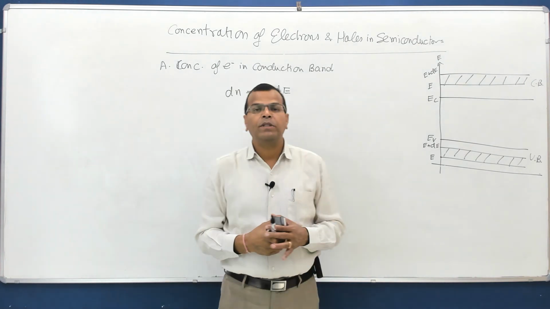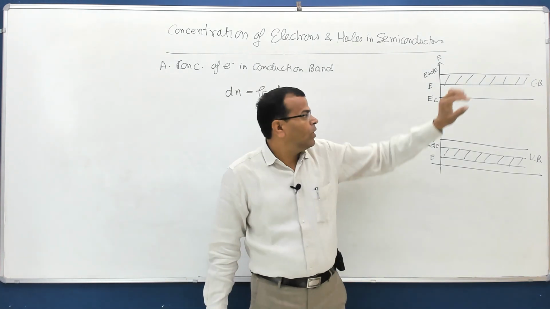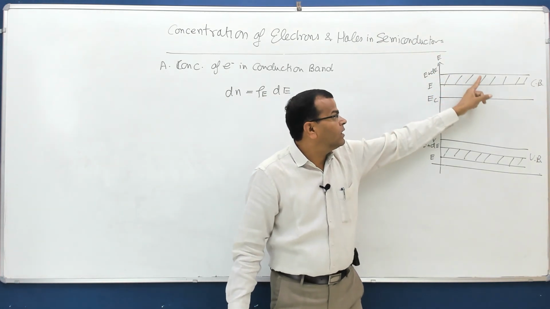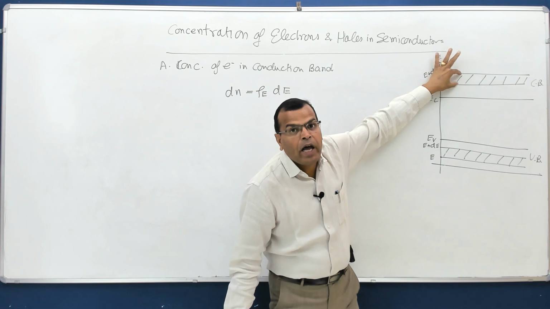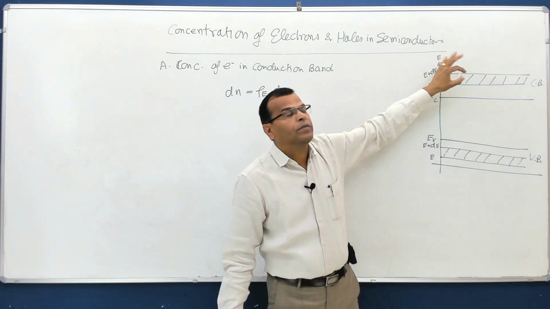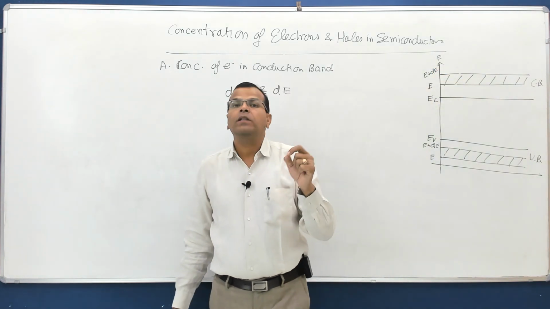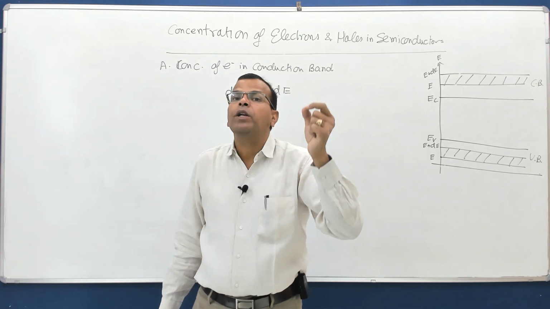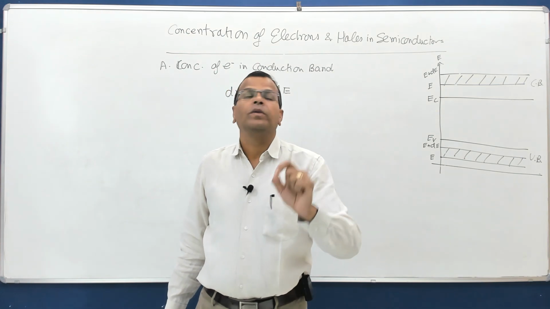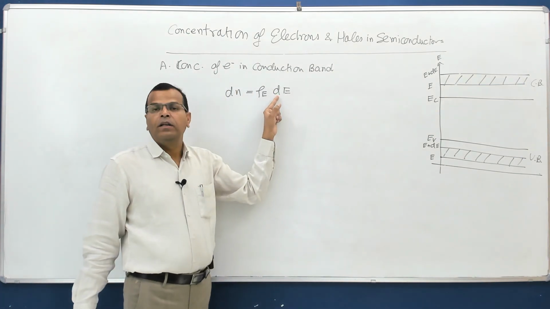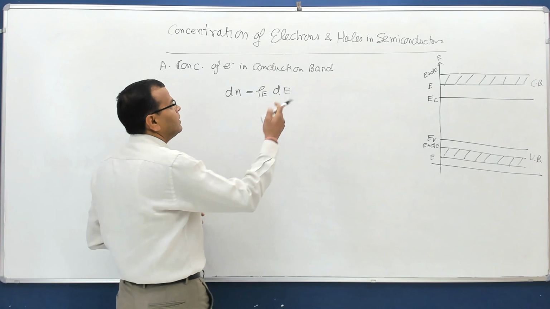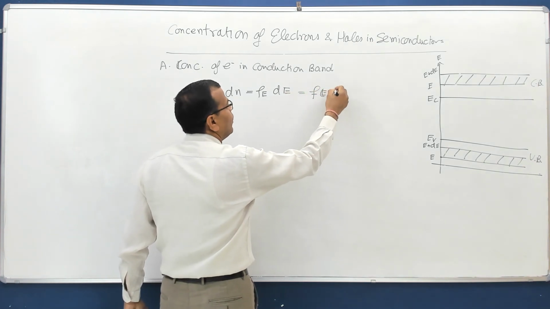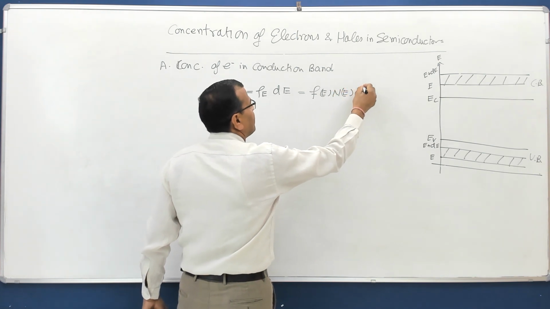What is the effective density of states? The number of electrons per unit volume in this area and per unit energy in this area. I repeat, rho E is the actual number of electrons per unit energy per unit volume. That is nothing but this rho E, and this is equal to Fe into Ne multiplied by dE.